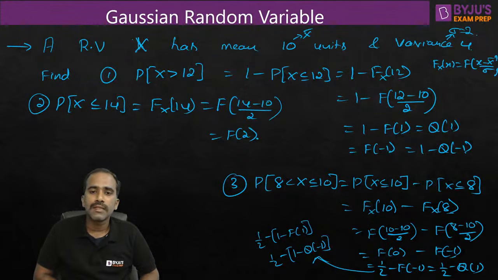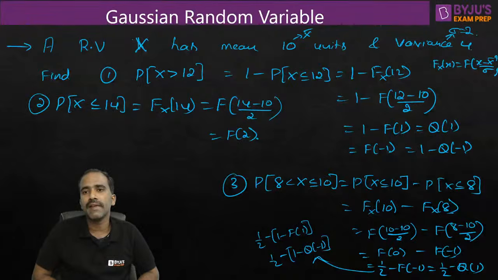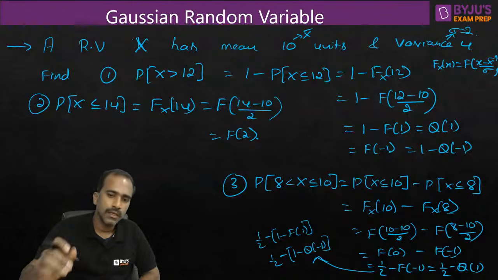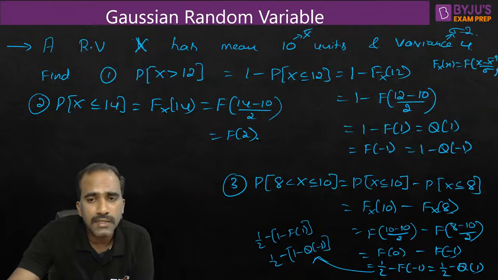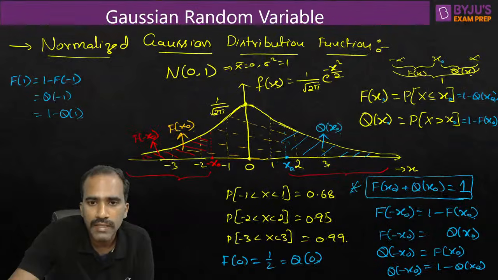Okay. So like this, we can solve questions based on Gaussian random variables. The only 2 important parameters about a Gaussian random variable are mean and variance. Using those 2 parameters, you can plot it. You can find everything that we want to find. So that is the discussion about Gaussian random variable. I have covered almost all the details based on Gaussian distribution function.